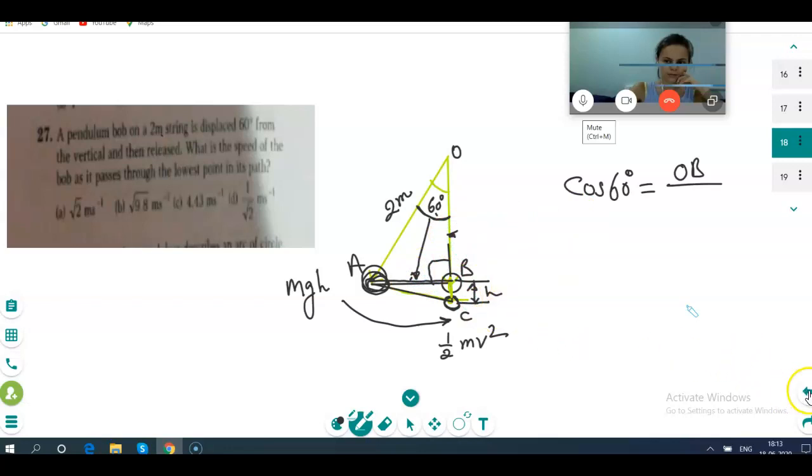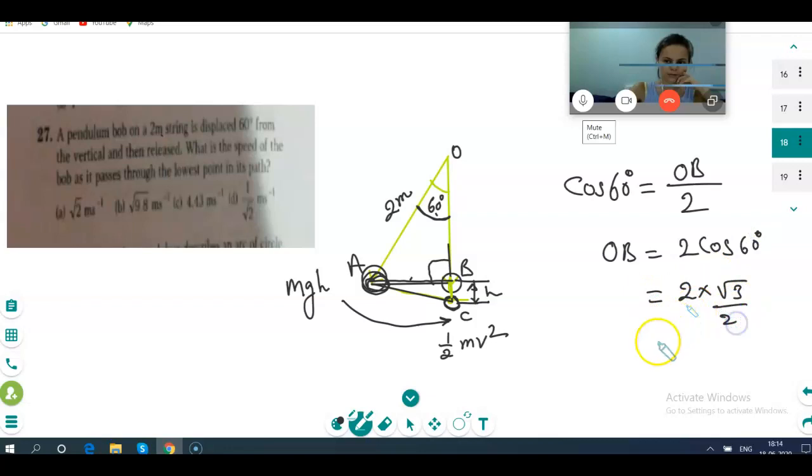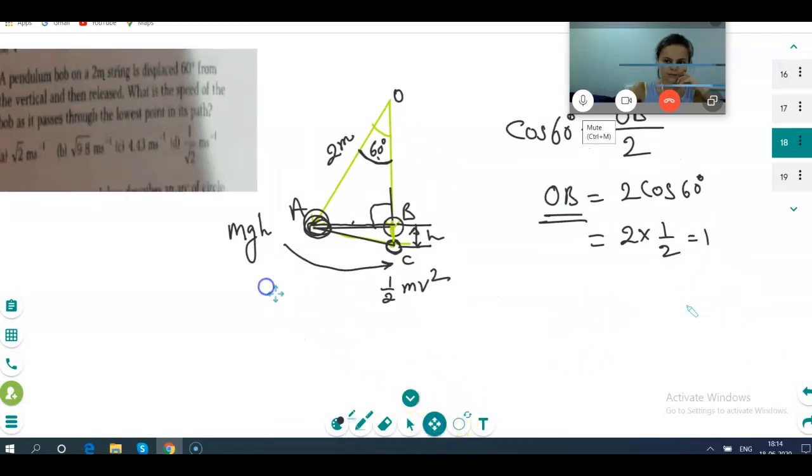You want OB. Okay. So cos 60 is OB divided by AO. AO is 2. So OB is equal to 2 cos 60 degree. Is it clear? Cos 60 degree is equal to, sorry, 1 half. So it's going to be 1. OB is 1, correct? Then what is the BC?